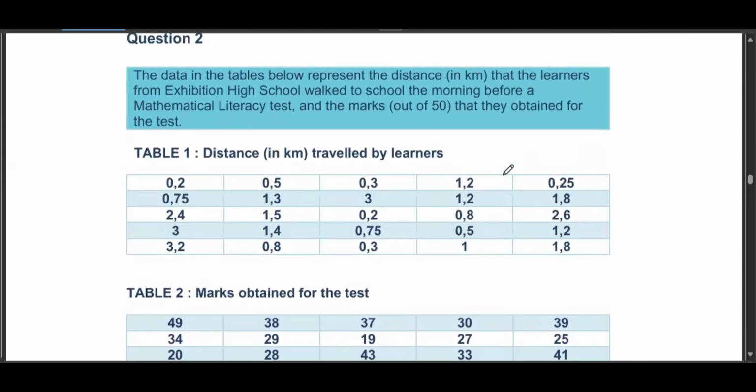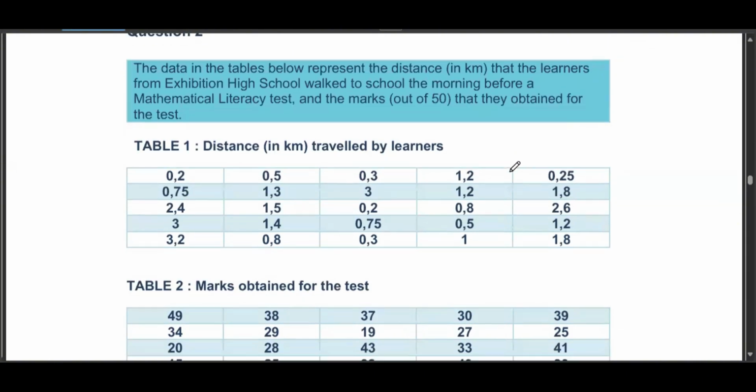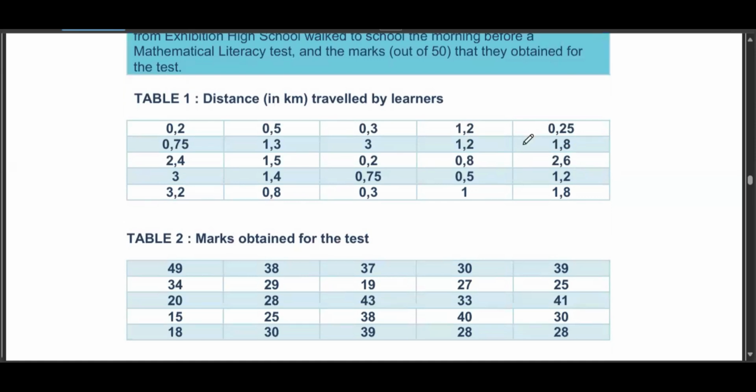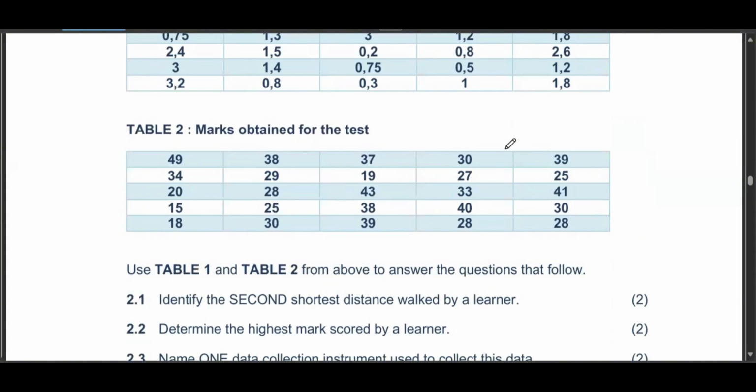The data in the tables below represent the distance in kilometers that the learners from Exhibition High School walk to school the morning before a mathematical literacy test, and the marks out of 50 that were obtained in the test. So distance on top and the marks are below. The distance is in comma, it's continuous, and the distance and the marks are in whole numbers, and we say these are discrete data. All right.